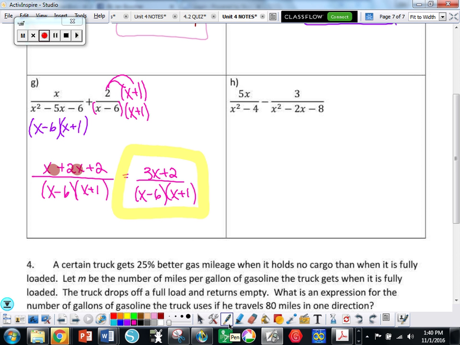H. Scoot as far as you can. Start by factoring everything. Part H. The first one factors to what? X minus 2, x plus 2. The second one factors to x minus 4, x plus 2. So the common denominator, they both have an x plus 2. This one has an x minus 2. This one has an x minus 4.